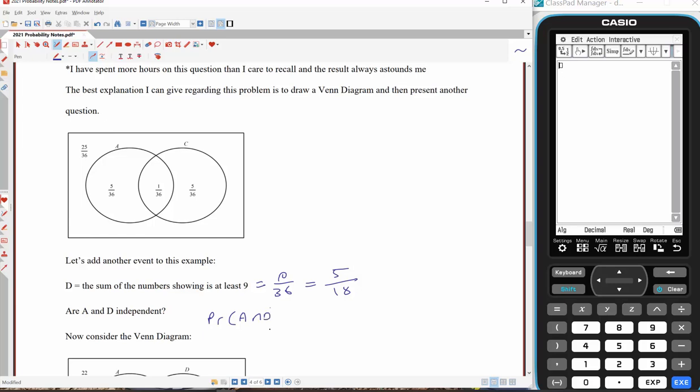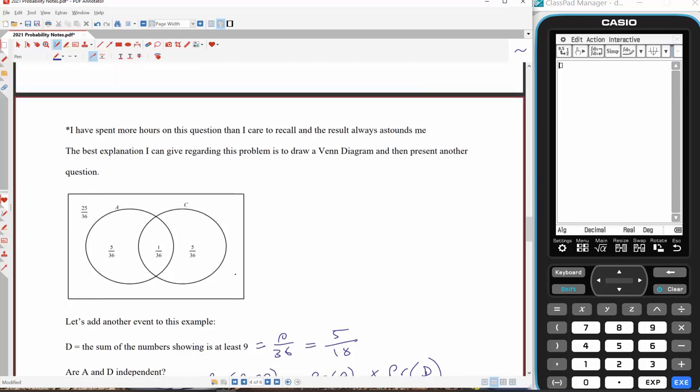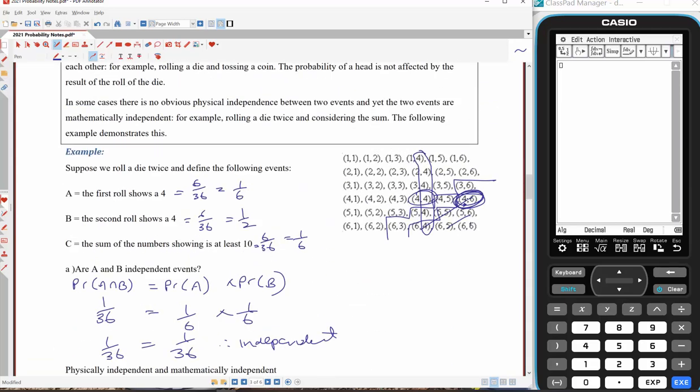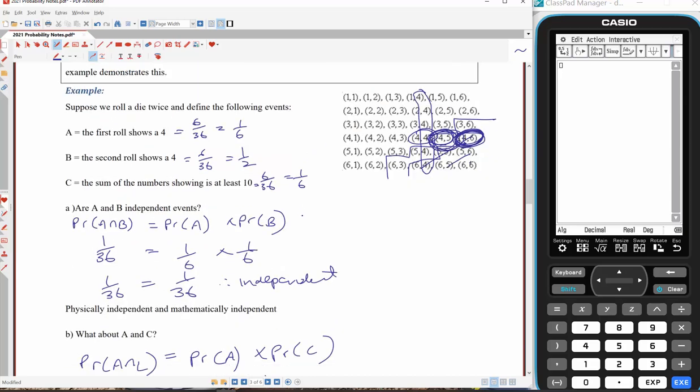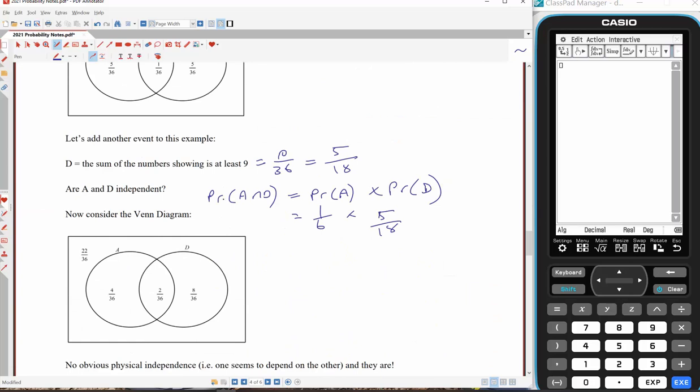Probability of A intersect D is equal to the probability of A times the probability of D. Okay, so A was 1 in 6. This one was 5 in 18. And A intersect D, sum of the numbers showing is at least 9 and 4 is rolled first. So this is at least 9, and this one also is at least 9 with a 4 rolled first. So that's 2 in 36. That's 1 in 18, compared with 5 over 108. Now, they are in no way, shape or form equal. So what we're going to suggest here is that these events are not independent. That is, this outcome here depends on the first roll.